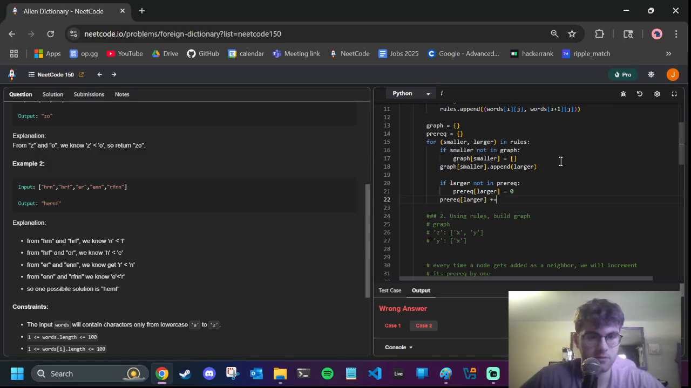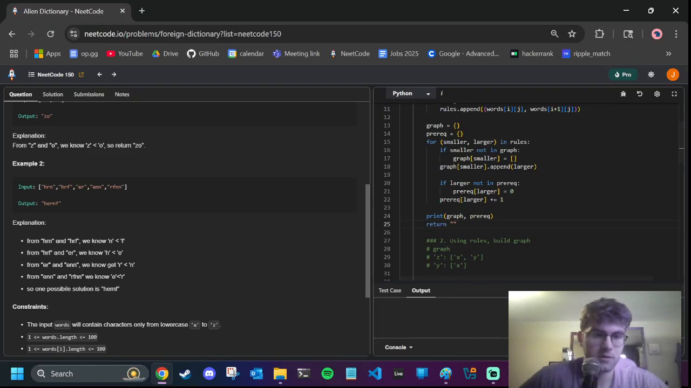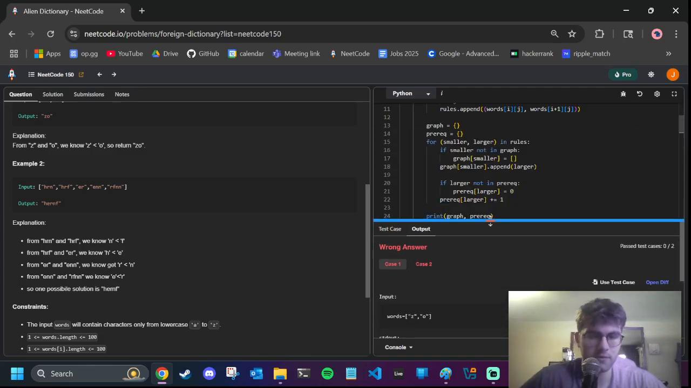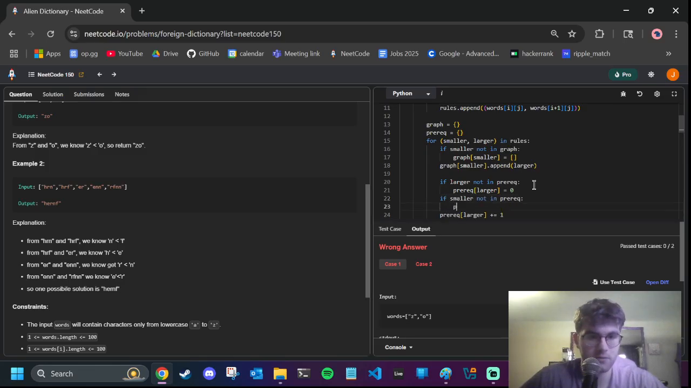Whoops. So these are the prereqs, and then this is the graph itself. So let me try printing that, seeing if that looks right. So yep, 0 has 1 prerequisite, and then also I should probably add the smaller, just so we don't miss that.